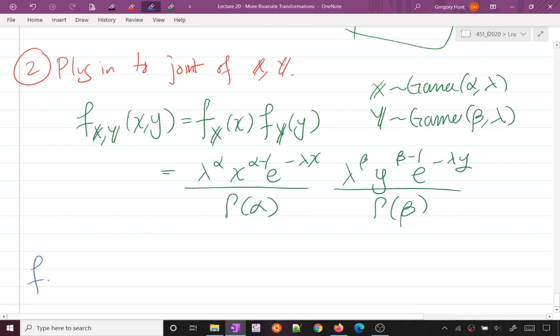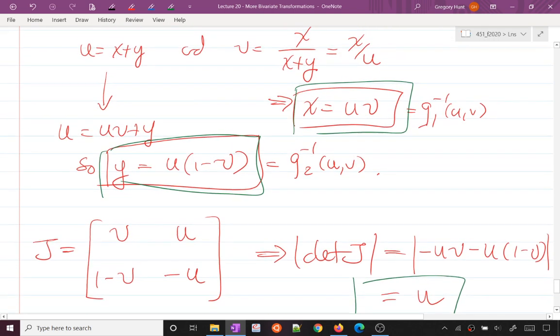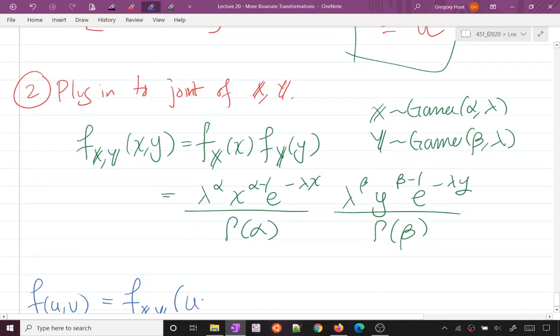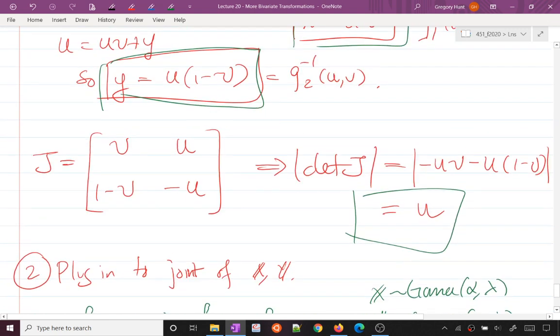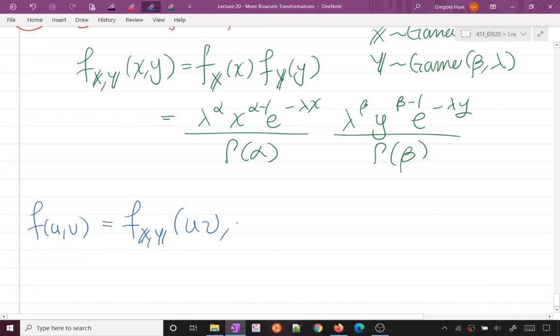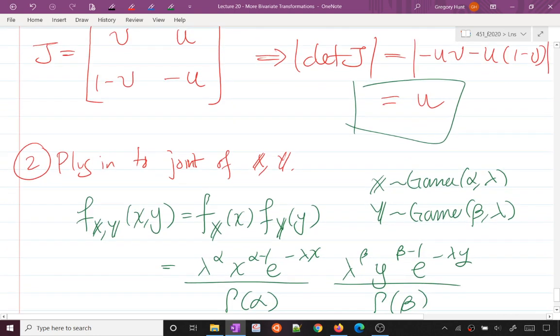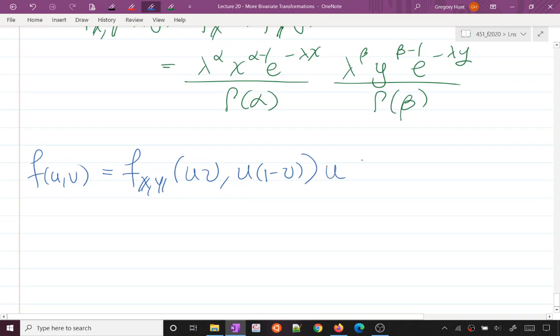And so to get f of u, v, this is f of x, y. Our inverse functions are what? Well, let's scroll back up and look at them. Inverse of x is uv, so we plug in uv. And inverse of y is u times 1 minus v. And the Jacobian determinant was just u. That gives us just u.